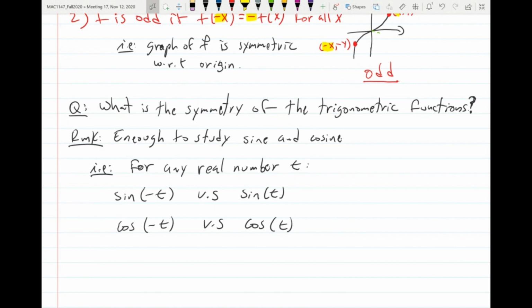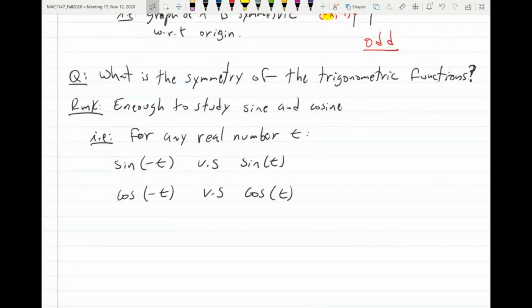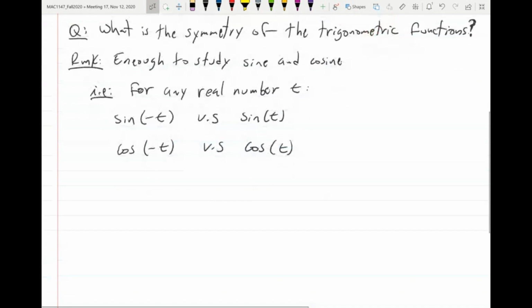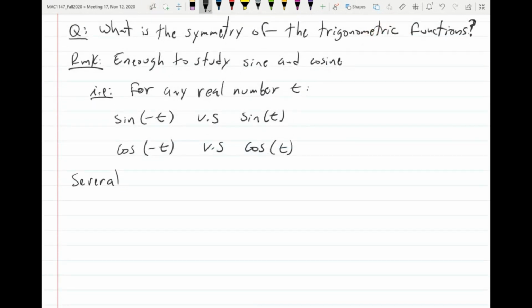Okay, so as usual, there are several cases to consider. Depending on the quadrant that t is in, remember, t is a number, but you can think of it as an angle, because we're working on the unit circle, we may be able to see something different. So we should be analyzing this. The point is that once we do a couple of quadrants, the others will be very similar. So we'll only do two of them, okay? So, several cases.